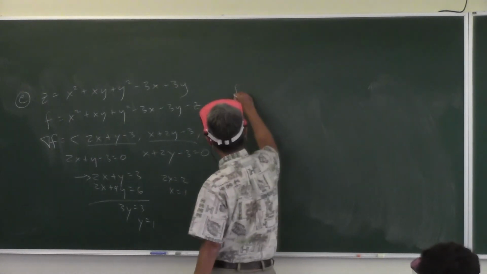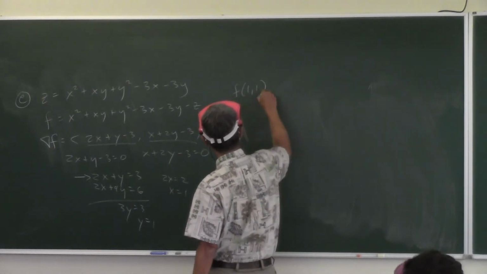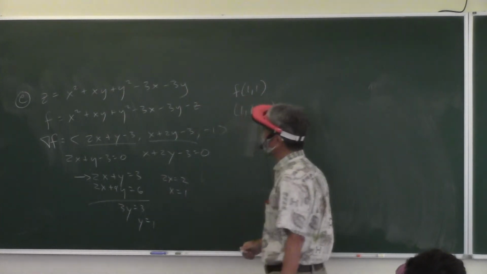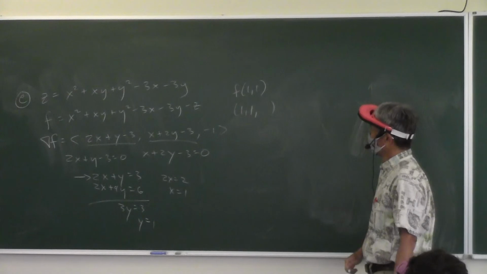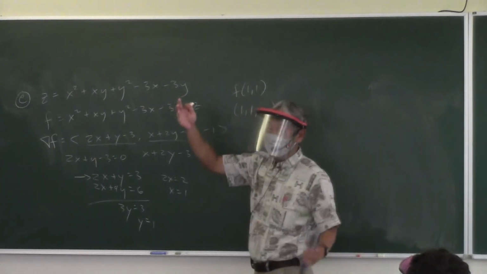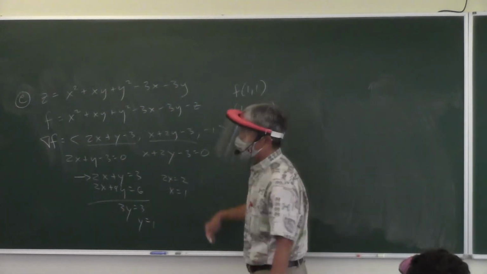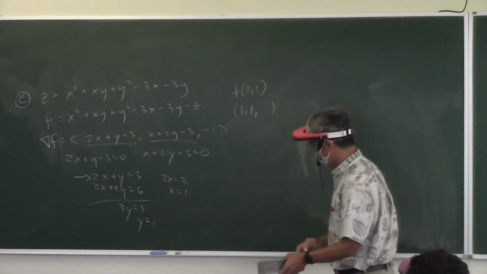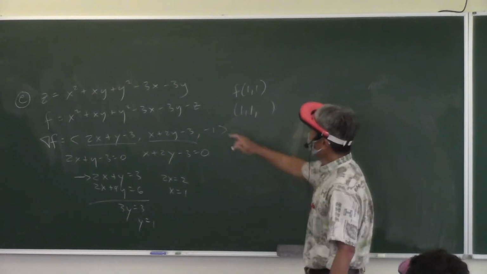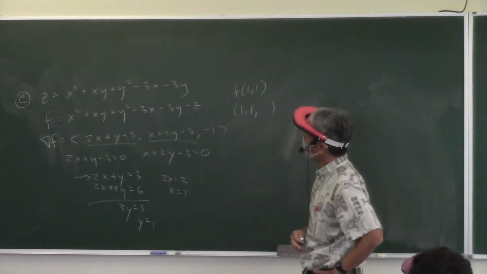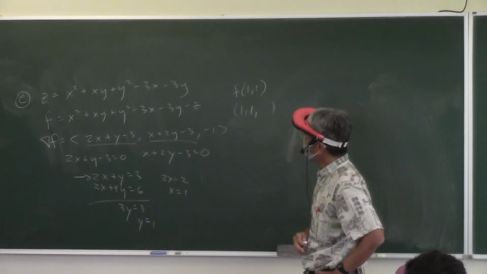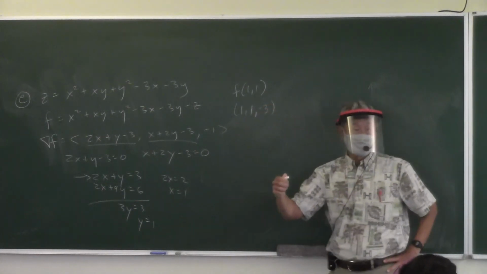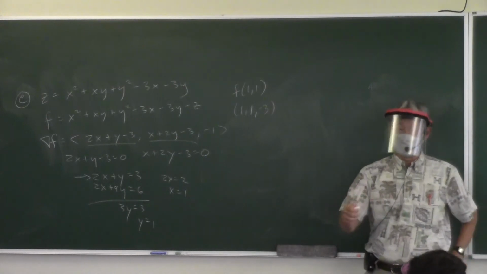Okay, so the point is 1, 1. How do you figure out what the z coordinate is? Plug it back into here. So there's only one stationary point. Okay. I like the problems where you could get like 3, 4, or 5 stationary points. Those are good. Anyway, if you plug in 1 for x and 1 for y, what do you get? 1 plus 1 plus 1 minus 3 minus 3. Negative 3. So is this point a local maximum, a local minimum, or neither?